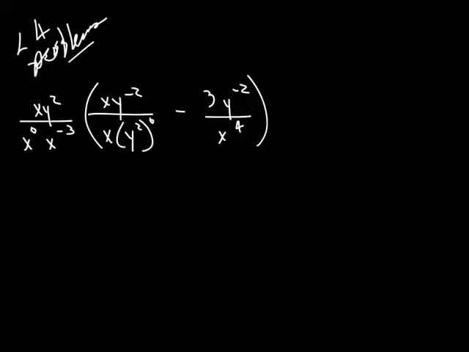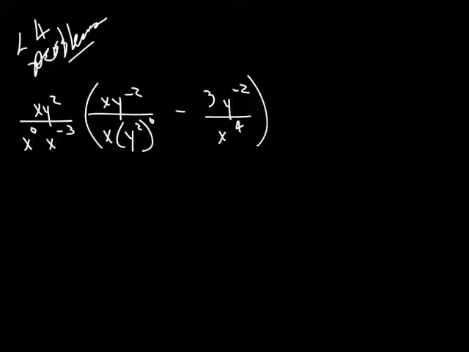Looking at 6 through 13, we've got some of those similar ones. Let's take 12: xy squared over x to the 0 power, x to the negative 3. Okay, so there's the rest of number 12 written out.